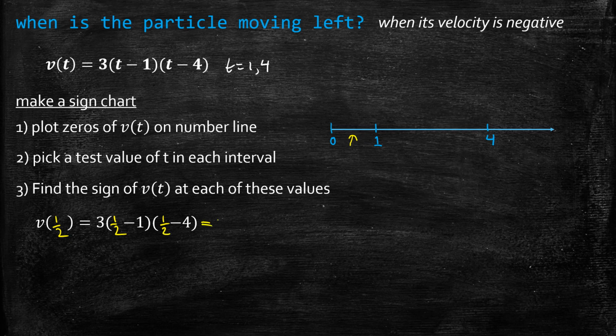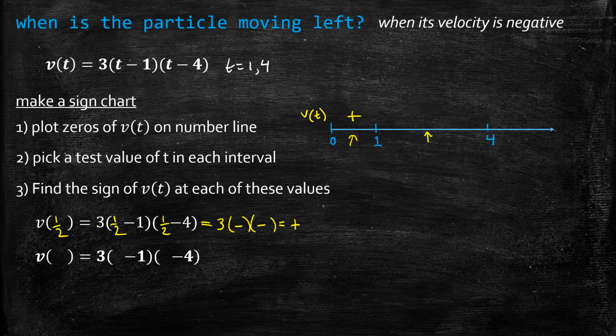Now, we don't actually need the value of the velocity if it's not asked for. We just need to know the sign, as in S-I-G-N. So a half take away 1 would be negative, and a half take away 4 would also be negative. And a negative times a negative, with the 3 there, will be a positive. So we know that the velocity, I'm going to put a v(t) there to indicate that the sign refers to velocity, is positive between 0 and 1. And it can't ever be negative there, once again, because the particle only turns around or is stationary at 1 and 4.